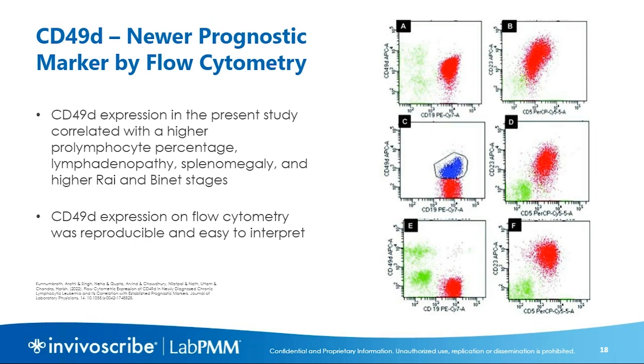So all of these are CLL cases. But in the first two cases, the top row and the middle row, they would both be considered positive, which confers an adverse prognosis. And it has a strong correlation with the already established prognostic markers, mainly CD38. But the bottom one is a textbook negative case.